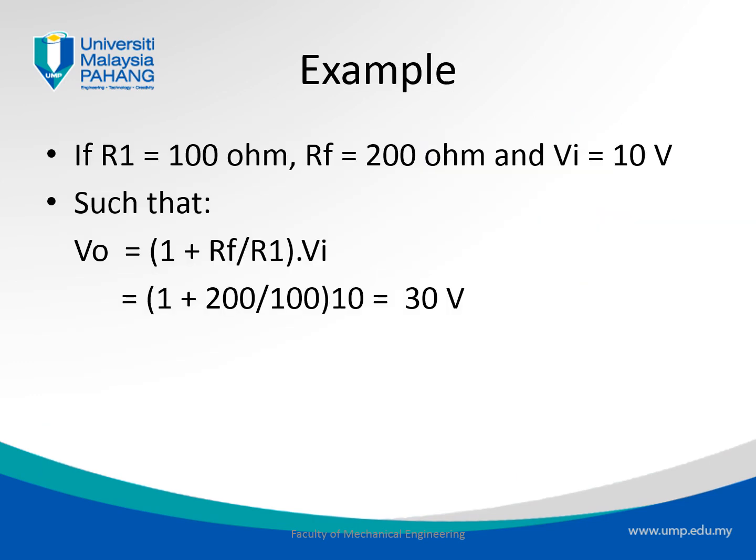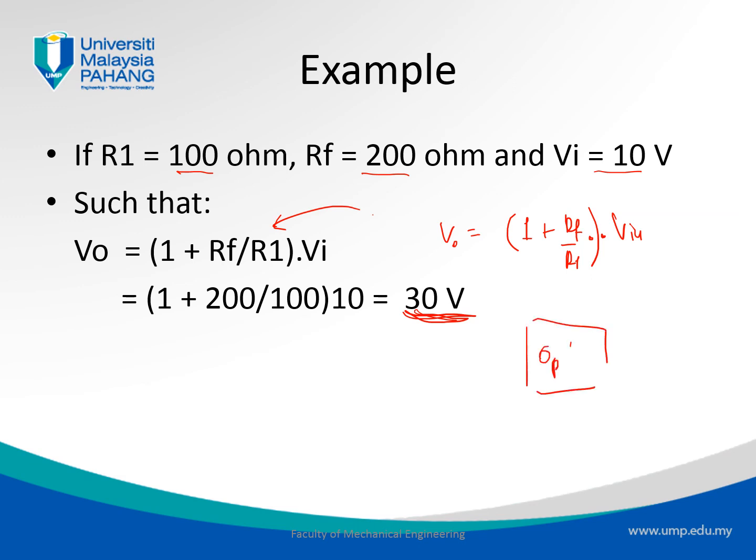So here is an example. Imagine we have R1 equals 100 ohm, RF equals 200 ohm, and VI equals 10 volt. So we have that, just now, VO equals 1 plus RF over R1, if you remember well. It's written over here, right? Multiply by V in, and if we replace those values, we get V out equals 30 volt.